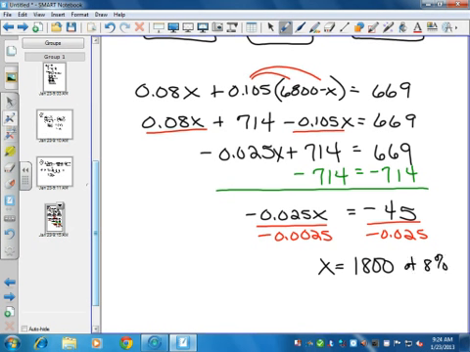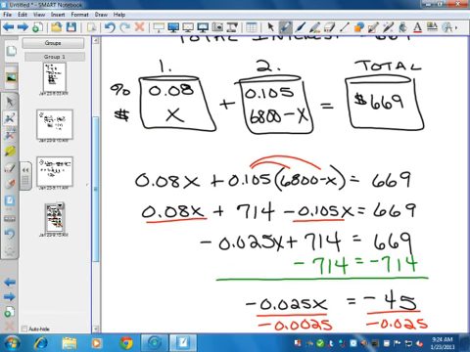So to figure out how much we had at 10.5%, same as we did with the container, if I put 1,800 in here, then I would have to subtract 1,800 from my total pile of cash. Right, and you end up with 5,000.